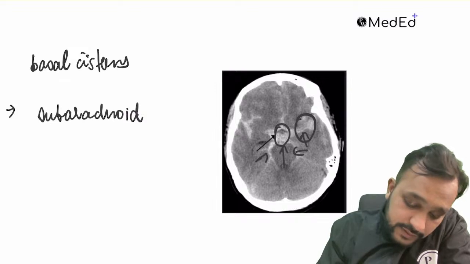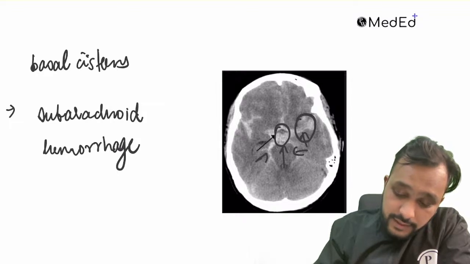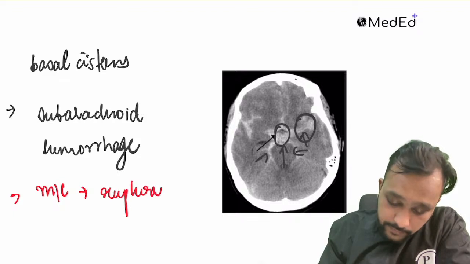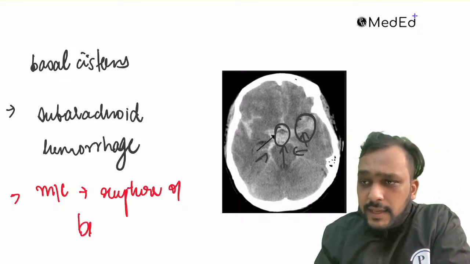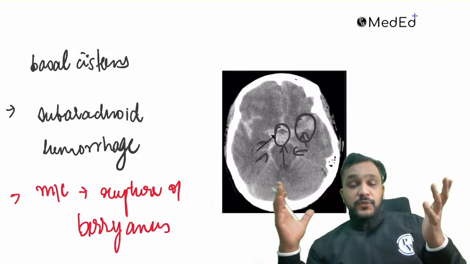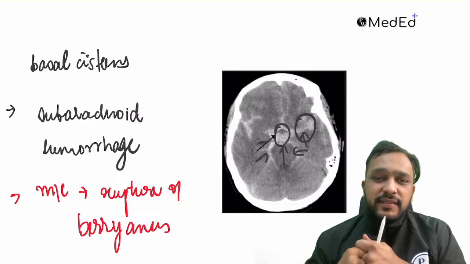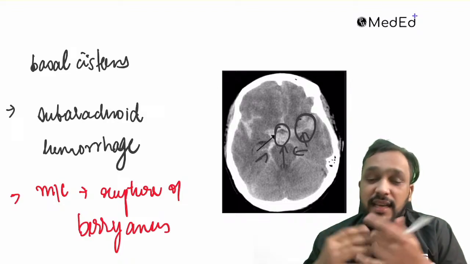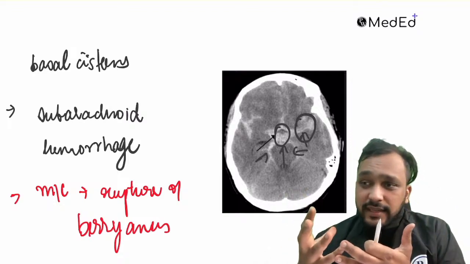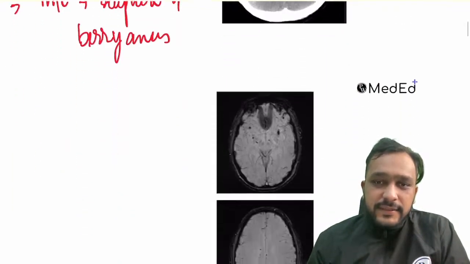And guys, can you tell me what is the cause of subarachnoid hemorrhage? The most common cause is rupture of a berry aneurysm. Very good. So we all know that your intracranial vessels, that is your ACA, MCA, PICA, are lying within the basal cisterns, in the subarachnoid spaces, and whenever there is an aneurysm of these arteries and they rupture, it results in hemorrhage within the subarachnoid spaces, right?